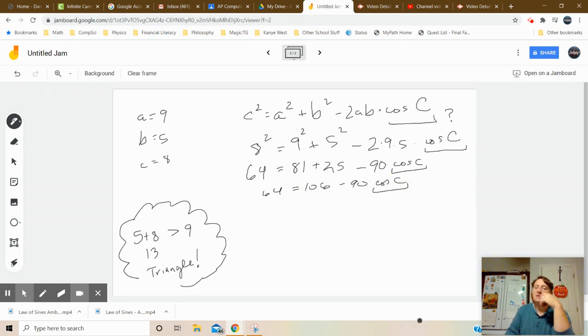So kind of the idea here is that cosine of C is going to be between -1 and +1. And it's a decimal. And so when it's going to change the 90 to some fractional part of 90, it might change the sign if it's negative. And it's going to make the math work out that 106 minus this number is going to be 64. So you could subtract 106 on both sides.